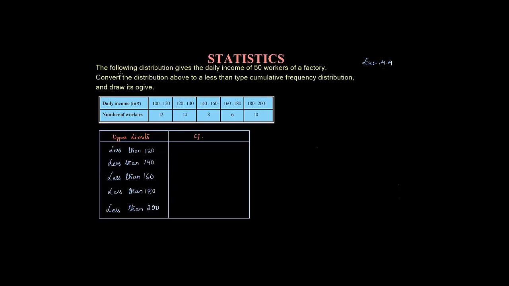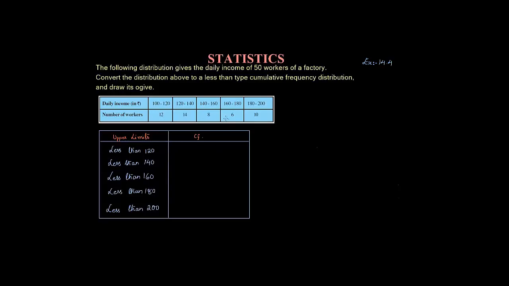The question says the following distribution gives the daily income of 50 workers of a factory. Convert this distribution to a less than type cumulative frequency distribution and draw its OGIVE. What do you mean by OGIVE actually? OGIVE is nothing but the curve. And what is a curve? A curve is nothing but the graph. So you need to draw the graph of this given data.